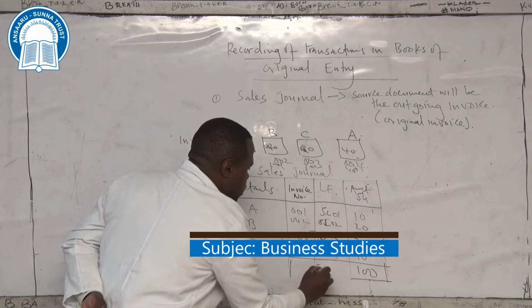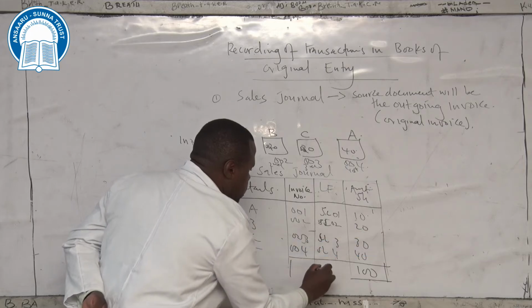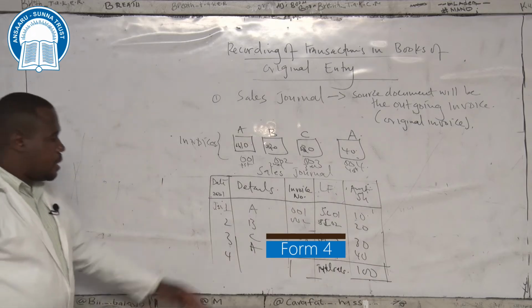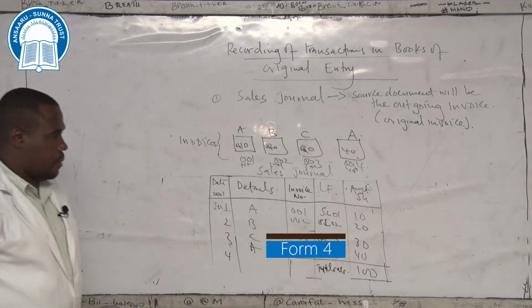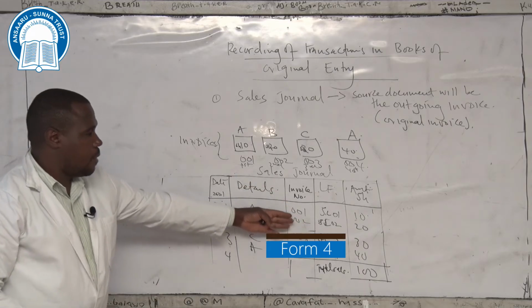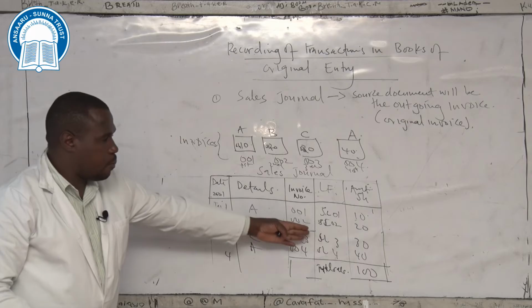So this is the total. You can say this is the total sales, total debtors. This information has now already been posted in the journal.